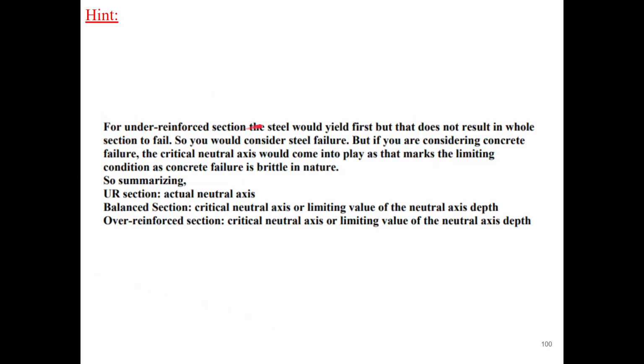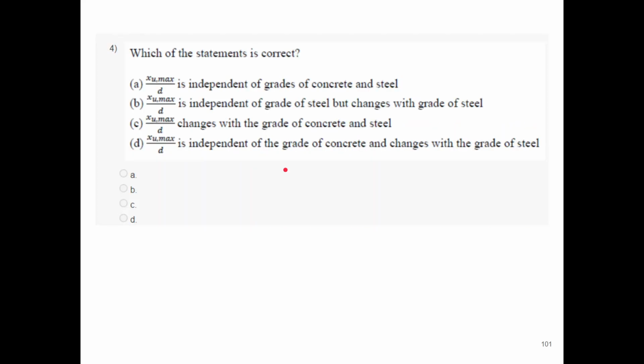As you can see, for an under-reinforced section, the steel would yield first, but that does not result in the whole section failing because it is progressive. It will be indicative, so you would consider steel failure. But if you are considering concrete failure, the critical neutral axis would come into play, as that marks the limiting condition, as concrete failure is brittle in nature. So it is sudden failure. Summarizing, if under-reinforced section, it will be the actual neutral axis. If balanced section, it will be the critical neutral axis or limiting value of the neutral axis depth. And even if over-reinforced section, again it will be the critical neutral axis or limiting value, because concrete will fail at the balanced condition only, the limiting condition only.